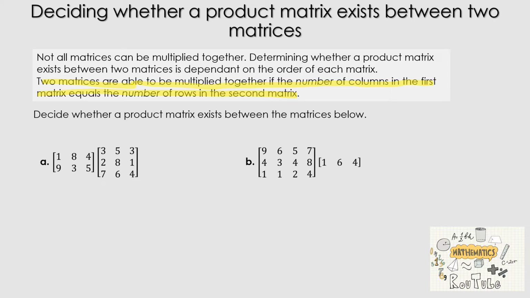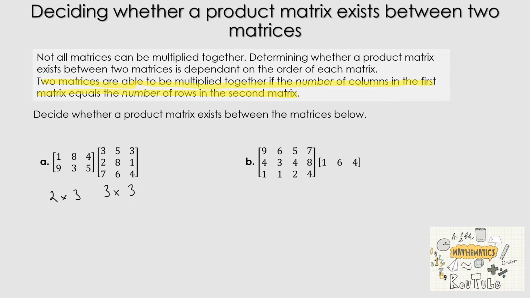If you're not, then this might be a little bit difficult for you. Okay, so let's have a look. Decide whether a product matrix exists between the matrices below. Let's have a go at question A. In our first matrix, hopefully you can identify that this is a 2 by 3 matrix because there are 2 rows and 3 columns. And then the next matrix is a square matrix because there are 3 rows and 3 columns. So they are the order of each matrix.